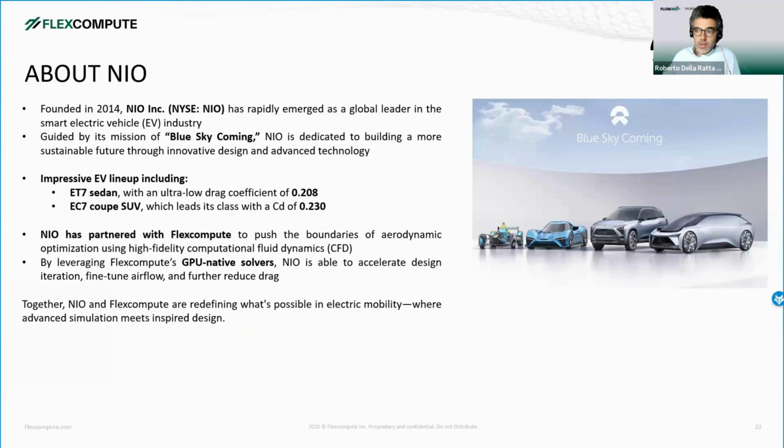NIO is basically now using Flow360. There's a partnership with Flexcompute. NIO is an EV company founded in 2014 and is basically the global leader in smart electric vehicles in the industry. The EV lineup includes a sedan, ET7, with a very low drag coefficient of just 0.208, as you see there, or an SUV. So it's quite a wide range of cars. It goes from a small sedan to a very large coupe SUV, but even that with a quite low CD, because these are electric vehicles, so the drag is important for range. That's why NIO's focus has always been on drag prediction.